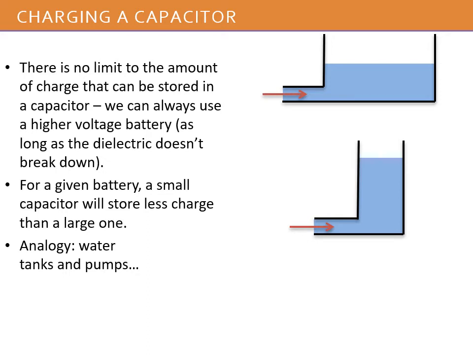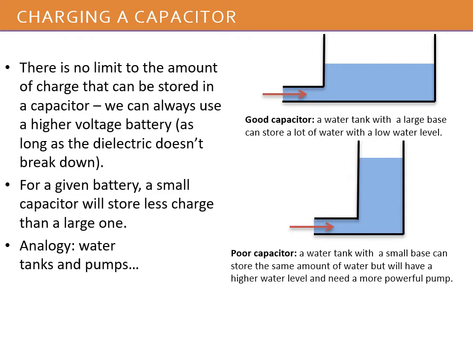So this water tank and pump analogy gives us a little understanding and explanation that a good capacitor will be like a water tank with a large base, which can store a lot of water with a low water level. You will have less potential difference to raise the water up. You will have to do less work to raise the level. In the same sense, this is a poor capacitor, though it is having the same water, it is storing the same charge, but you have to do a lot of work to charge it.